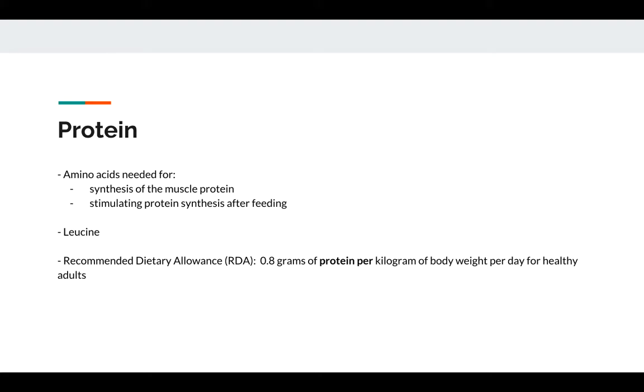Dietary protein with its amino acids is needed for synthesis of muscle protein. Moreover, these amino acids have a role in stimulating protein synthesis after feeding. There is rising evidence that the synthetic response to amino acids may be blunted in the elderly, making protein intake even more important. The most important amino acid is leucine. It stimulates the specific intracellular pathway which is associated with muscle protein synthesis.